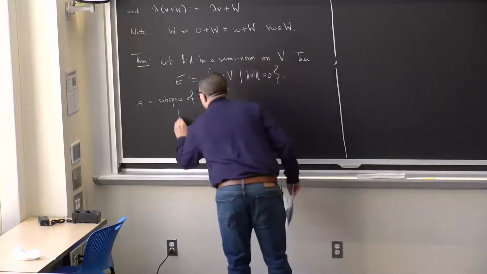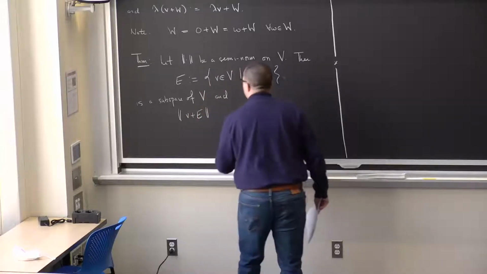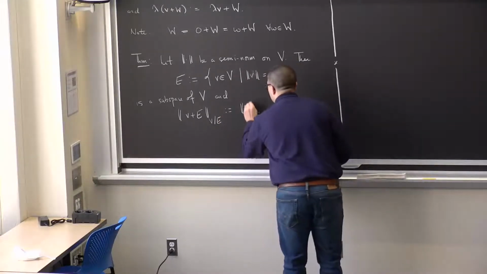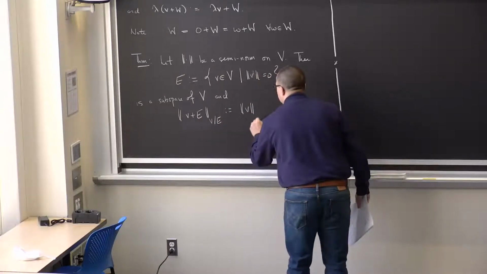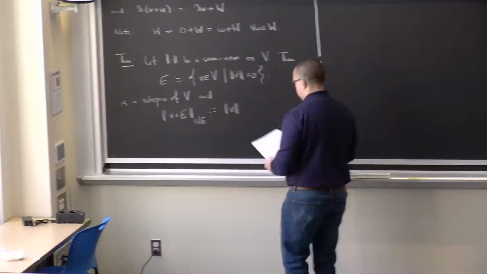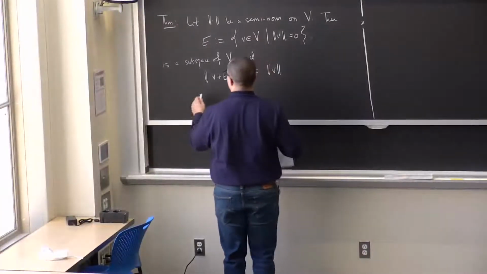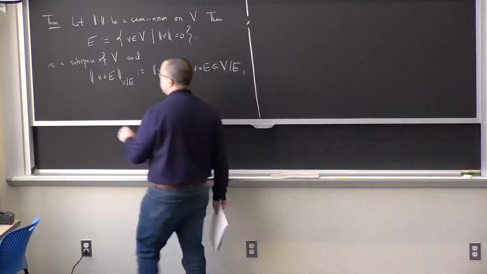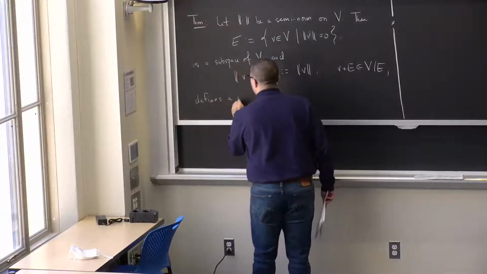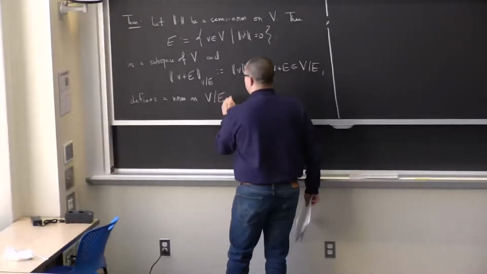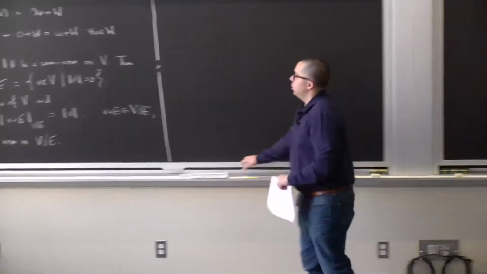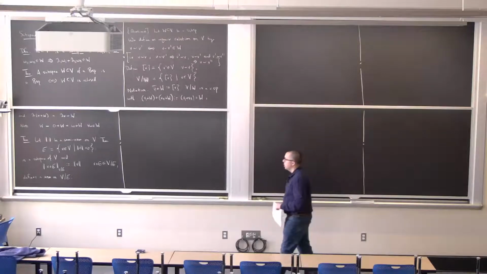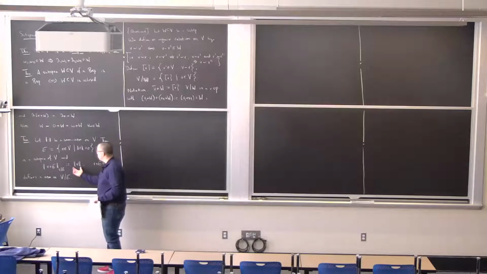And if I define the following function on V mod E, which is simply the seminorm of the representative v of this equivalence class, then this function defines a norm on the space V mod E. So in short, if I have a seminorm and I mod out by all the elements with seminorm equal to 0, then I get an actual normed space where this norm is essentially the seminorm.